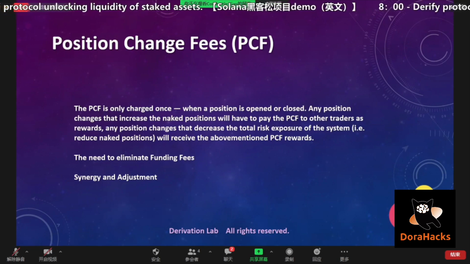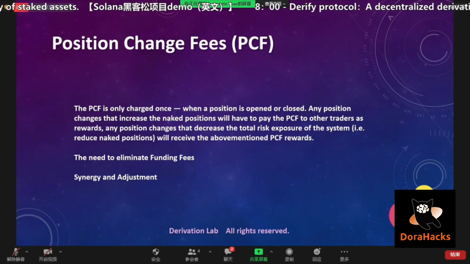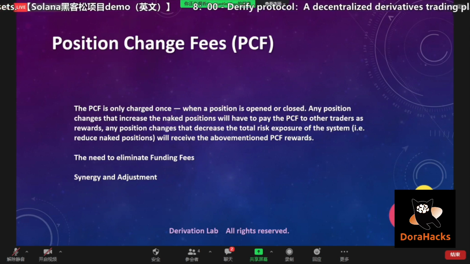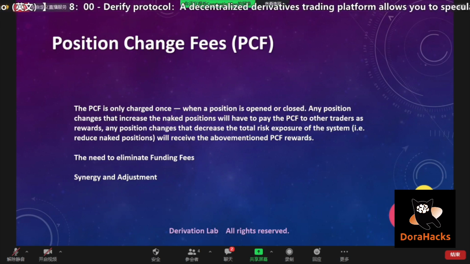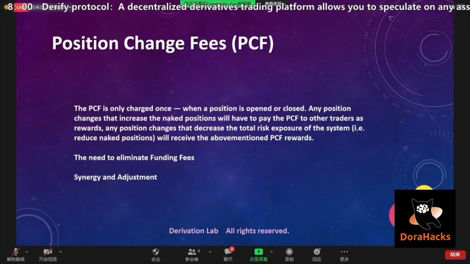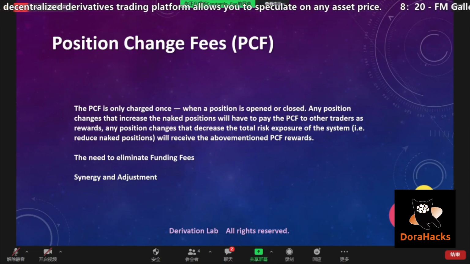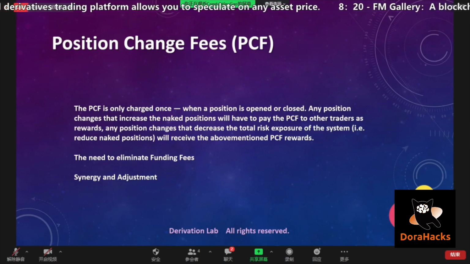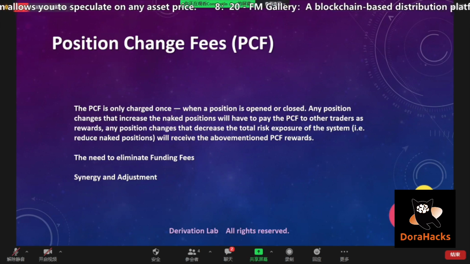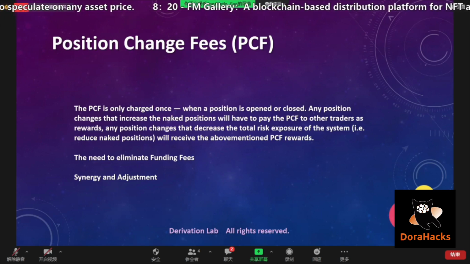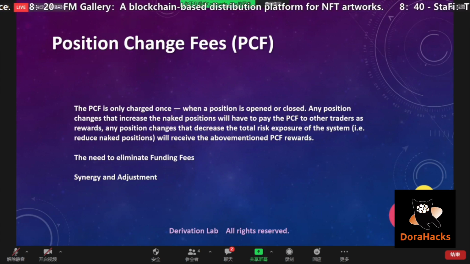And also it synergizes well with the cross-margin account system, because the Derify system has a cross-margin account. So all your margins will be calculated all together. So when you are using the two-way position mining system, which I'll introduce later, you will not suffer any PCF loss because you're opening two positions at the same time, and you don't have to pay any position change fees because you don't need to. And also when there is an imbalance of positions, the position change fees will adjust according to the current risk exposure of the system. So it will be a very dynamic system.